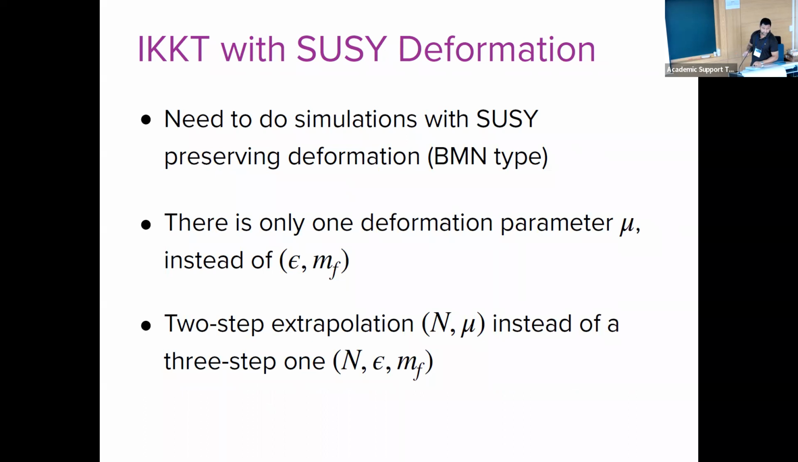So we need to do simulations with SUSY preserving deformation, BMN type. That is another thing we need to do. The advantage is there is only one deformation parameter instead of two, epsilon and m. The extrapolation to large N and 0 mu will be 2 parameters instead of 3 parameters, which is again a good thing. Fewer parameters is always good.